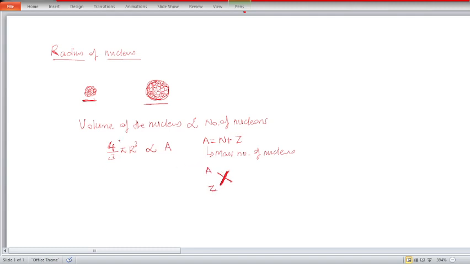Now, the volume is proportional to the mass number A, or you can write r cube is proportional to 3 by 4 pi times A, or you can simply say r cube is proportional to A, and r is proportional to A raised to 1 by 3.